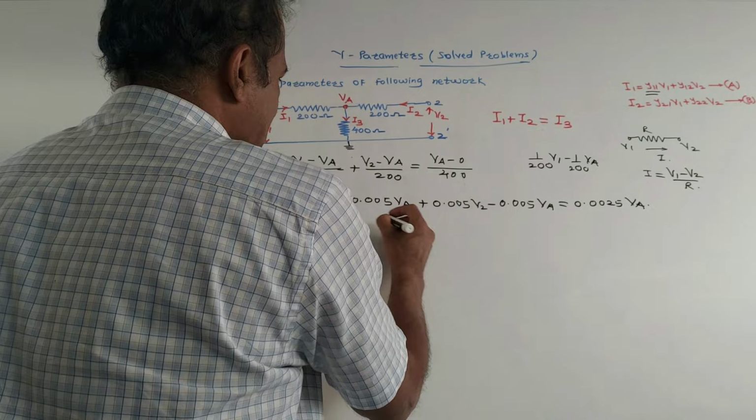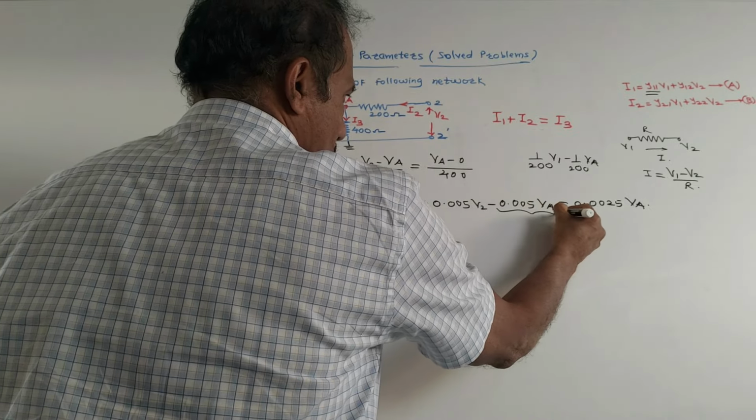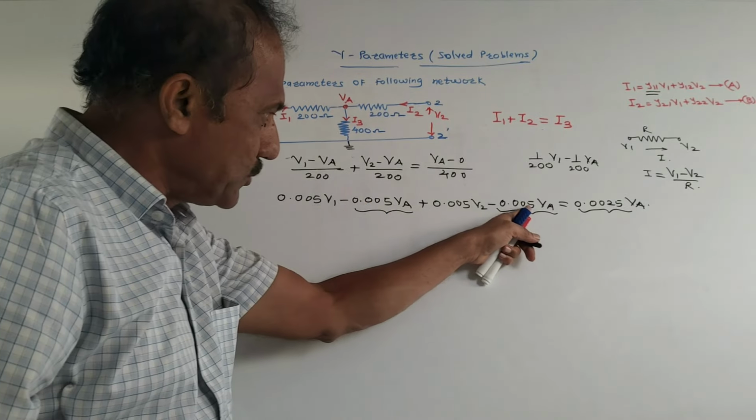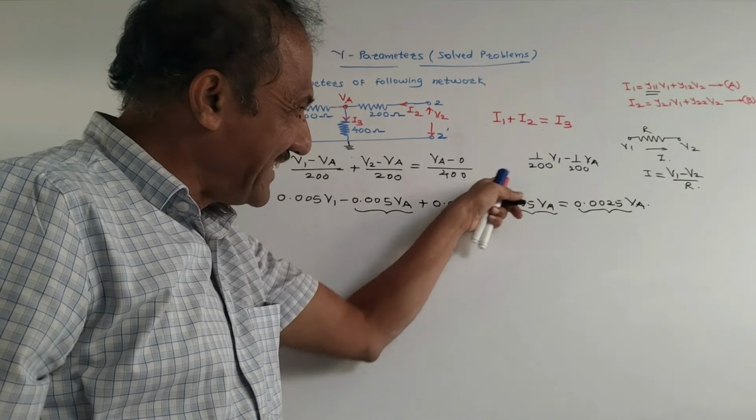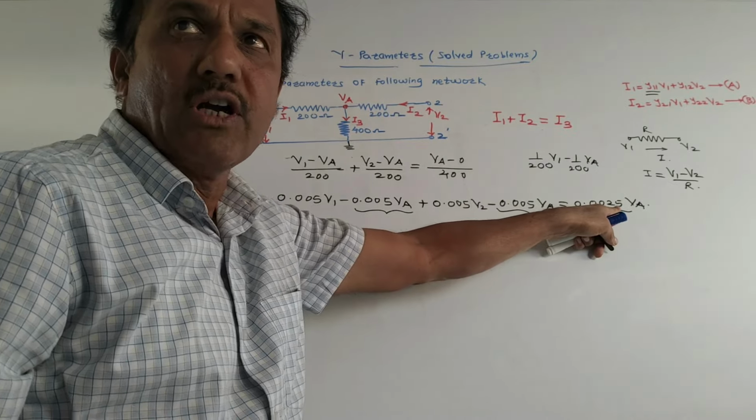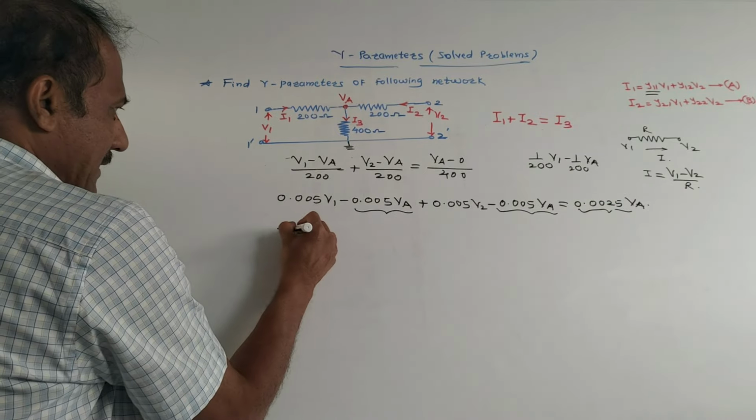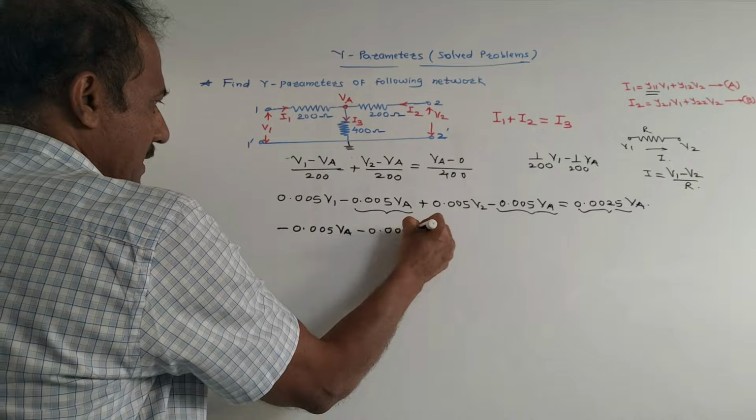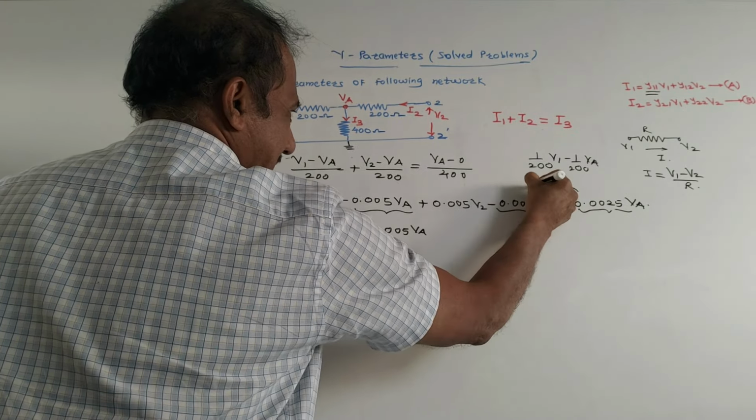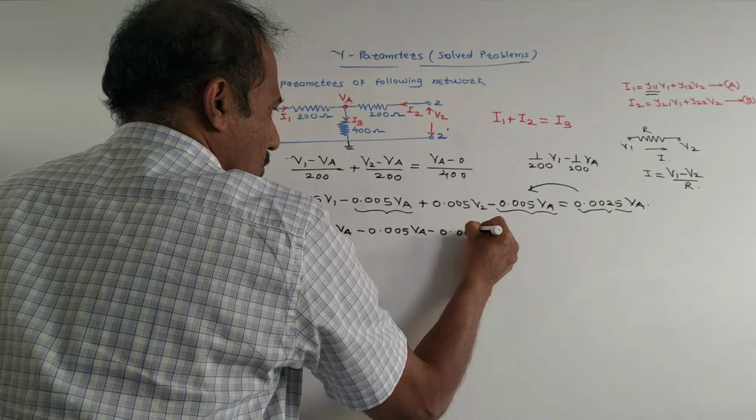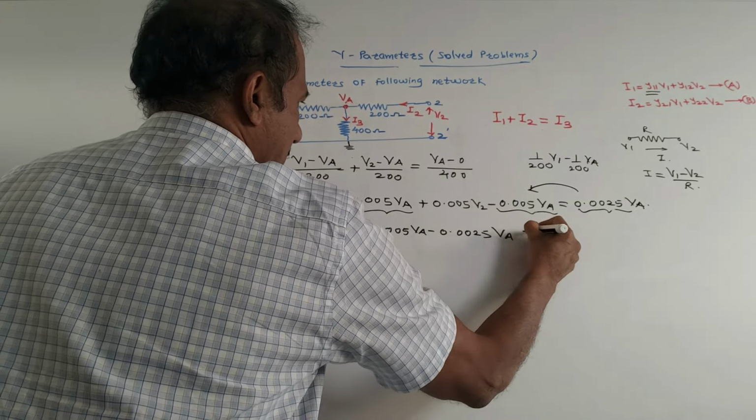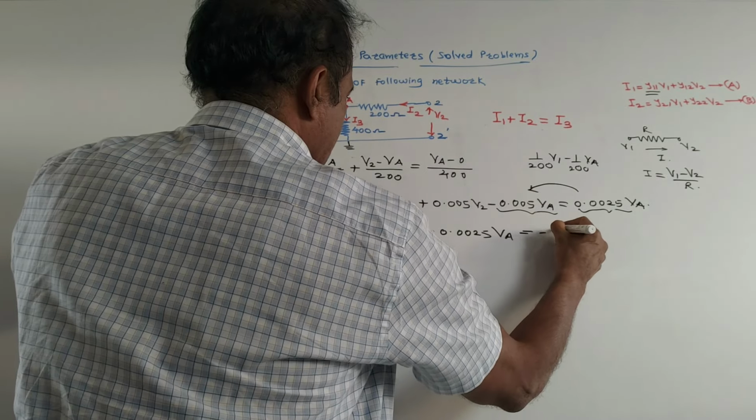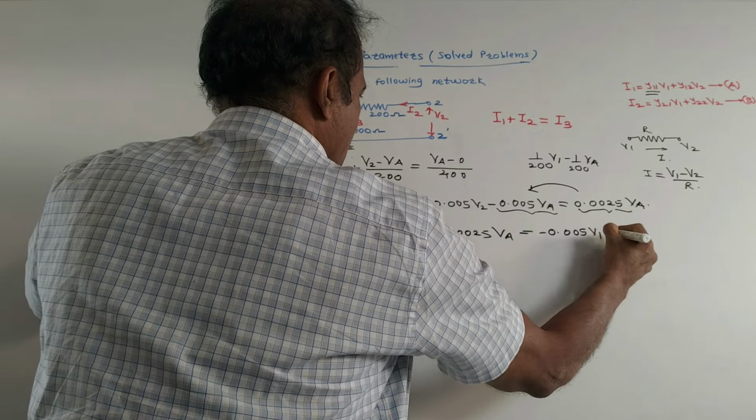So let us combine the terms. अब देखो ये VA का एक टर्म है, ये दूसरा टर्म है, this is the third term. So combine the terms. Minus 0.005, then minus 0.005, and if you transfer this to the LHS, it becomes minus 0.005 VA minus 0.005 VA. The second term I consider: if I transfer this to the LHS, it becomes minus 0.0025 VA, is equal to, transferring the V1 and V2 terms to the RHS, minus 0.005 V1.